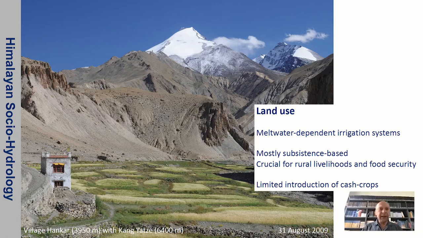This is a particular situation in Ladakh, and this is again my entry slide, which really shows the direct combination of meltwater dependent irrigation systems. In this context, it's the one village of Hanka in the Maka Valley of Ladakh, and it depends directly on meltwater from these glaciers and also from seasonal snow cover and permafrost. The agriculture is always subsistence-based, and it's crucial for rural livelihoods and, in this context, for food security. Over all of Ladakh, we have a very limited introduction of cash crops. It's mostly barley and a few other additional crops.